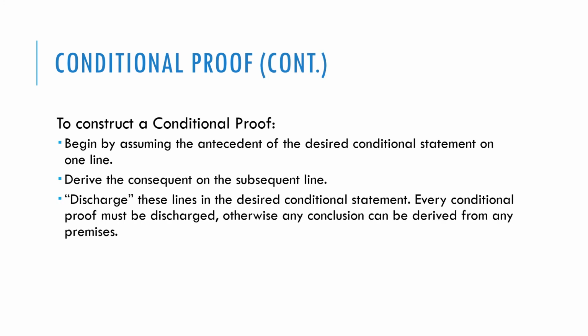So to construct these conditional proofs, begin by assuming the antecedent of the desired conditional statement on one line, and then derive the consequent on the subsequent line. And then we will discharge these lines in the desired conditional statement, so that every conditional proof must be discharged. Otherwise, any conclusion can be derived from any premises.